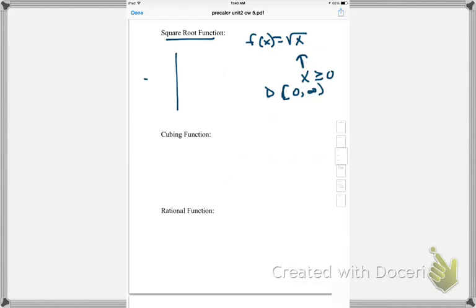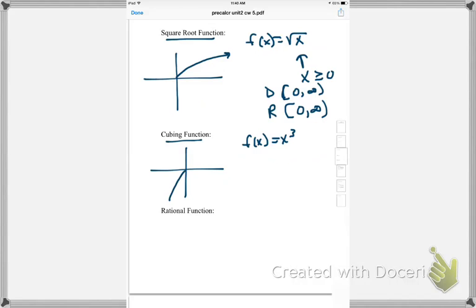Let's take a look at your square root function. It goes like this, like an arm. Your range can never be negatives, so therefore it is also 0 to infinity. The cubing function, we've been working with your cubing function, x cubed, and your cubing function looks like this. Again, its domain is all real numbers, and its range is also all real numbers.